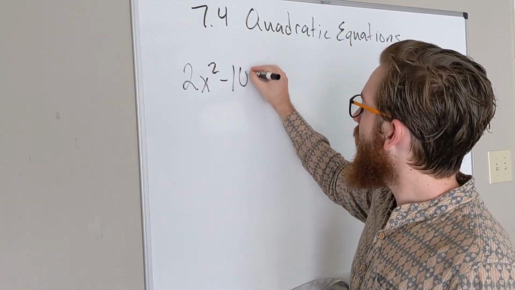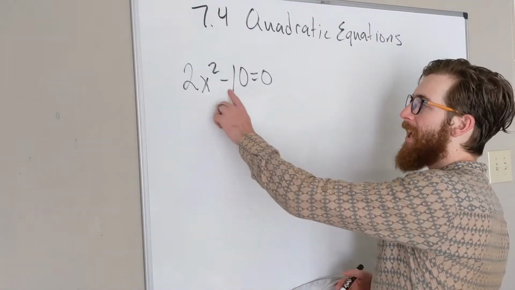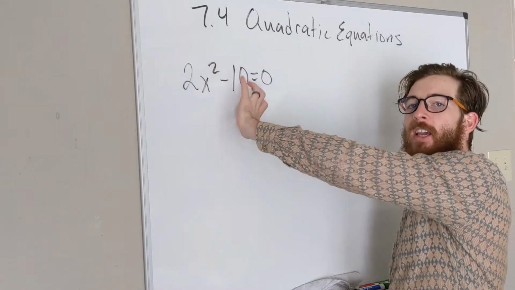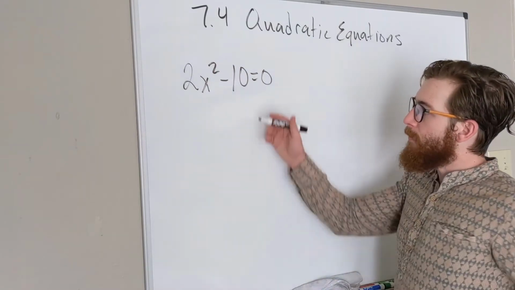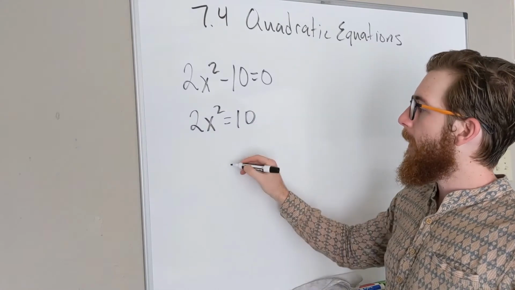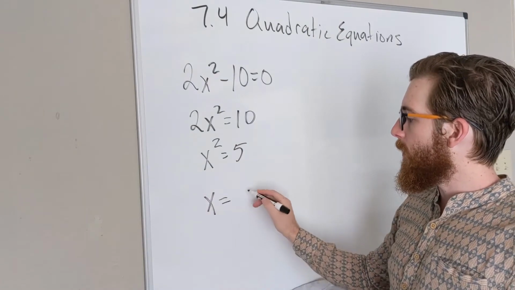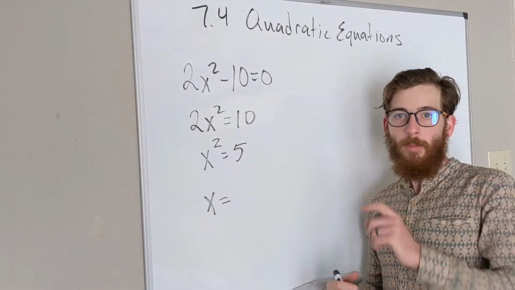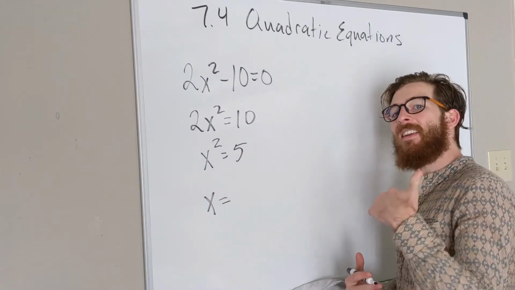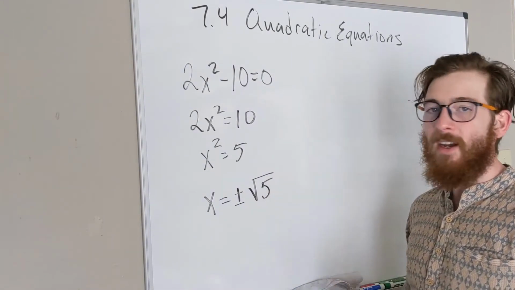2x squared minus 10 equals 0. Because I only have one x piece, instead of doing a times c and then finding the factors, I'm just going to move this over. 2x squared equals 10, x squared equals 5, x equals... now here's this thing that we have to remember. When I'm taking the square root of a number, I need to do the positive and negative of that value. So plus or minus the square root of 5.